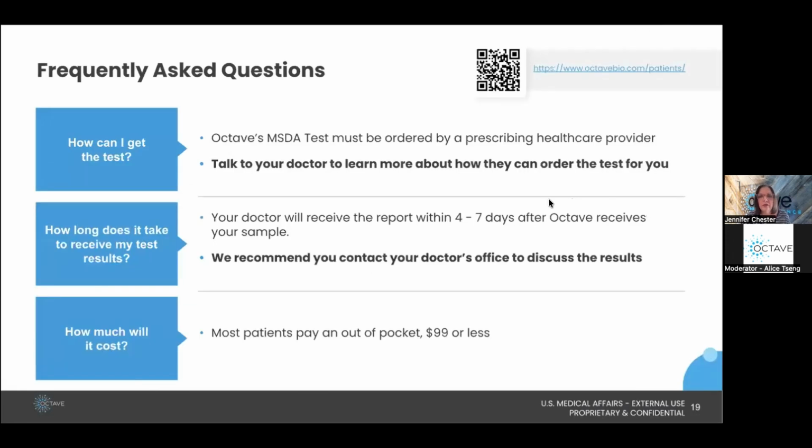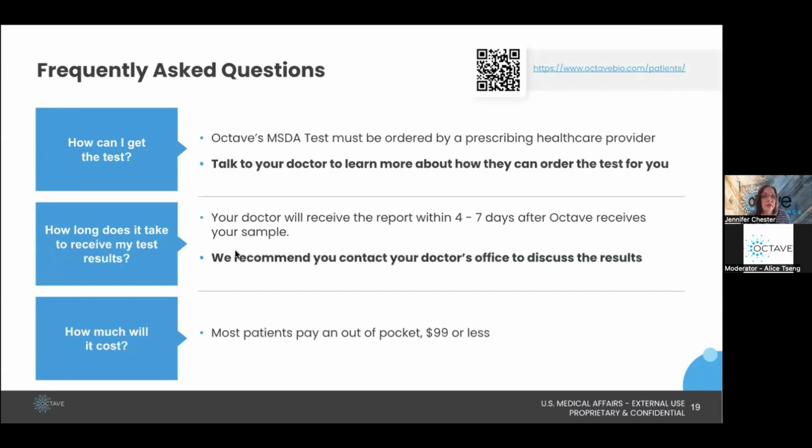So let's go over some frequently asked questions. How can I get this test? So the Octave test must be ordered by a prescribing healthcare provider. So you need to talk to your doctor, nurse practitioner, PA, whoever you see to learn more about how this test can be ordered for you.